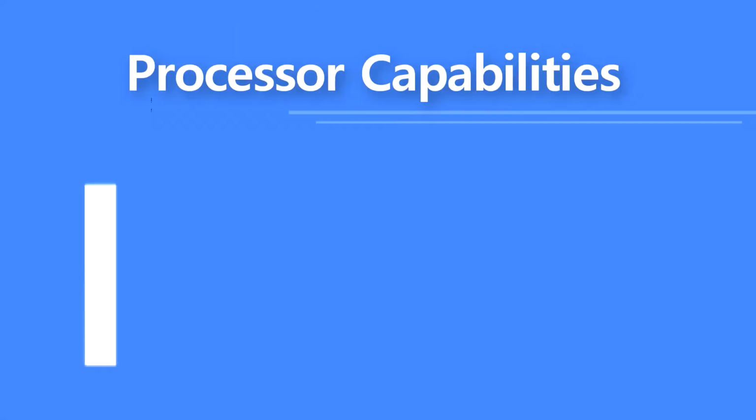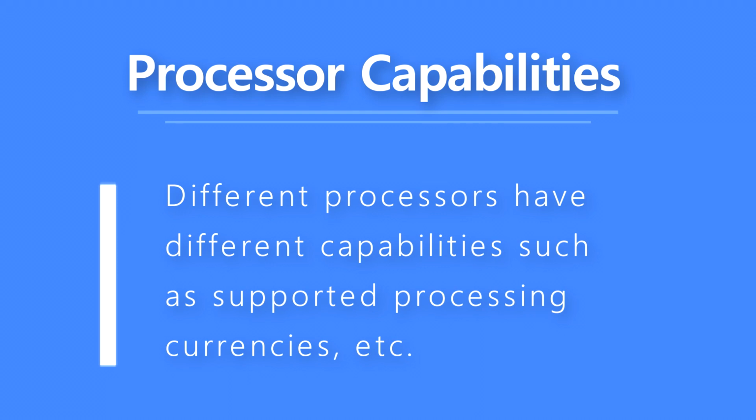And these processing platforms have different capabilities. Some processors might have multi-currency functionality. Others might have the ability to do things like, for example, support a dynamic descriptor. That's where every time you run a transaction, you can print something different, something custom, on the customer's credit card statement.